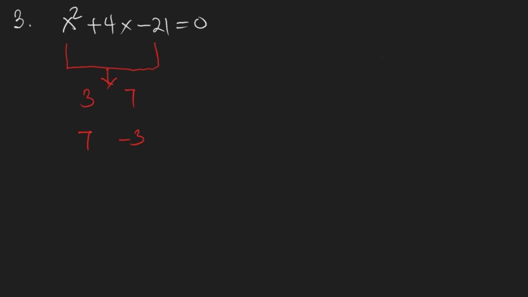We change their signs. And then we divide through by the coefficient of the x squared. Here it's 1. So I divide through by 1, I divide through by 1. So my answer will be x is equal to negative 7 or 3. Let's take another example.